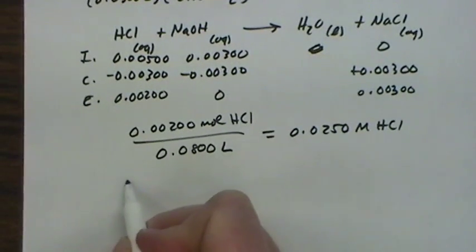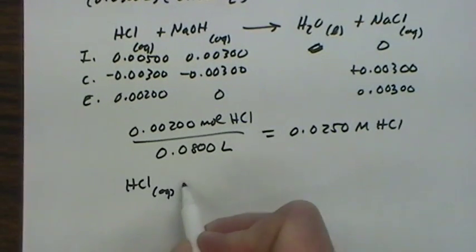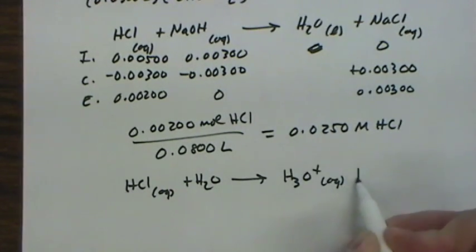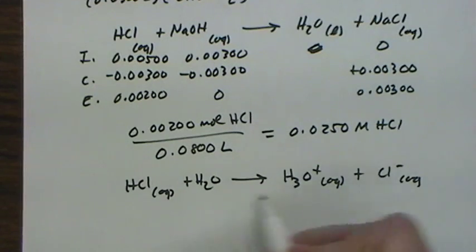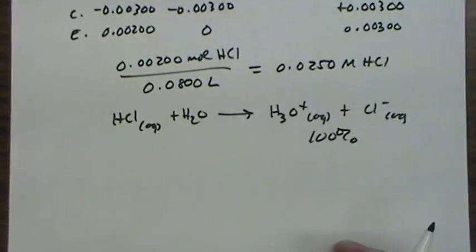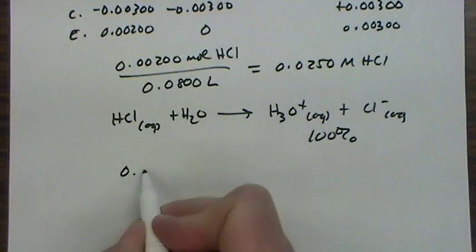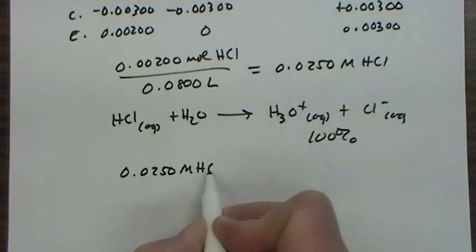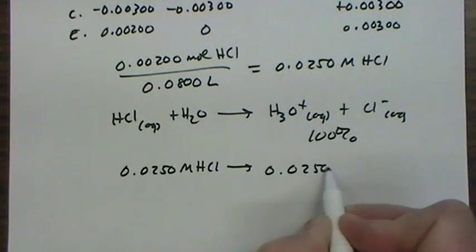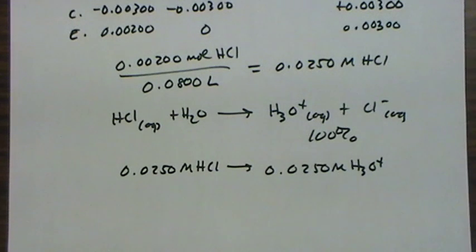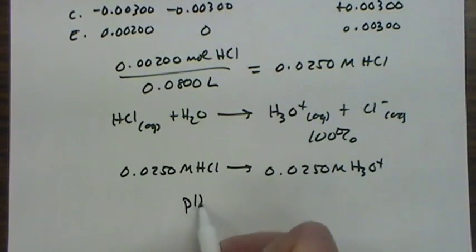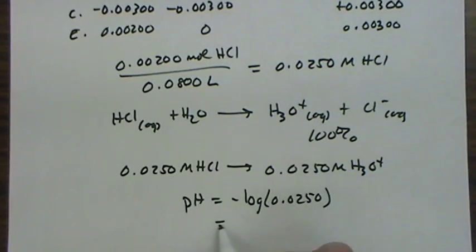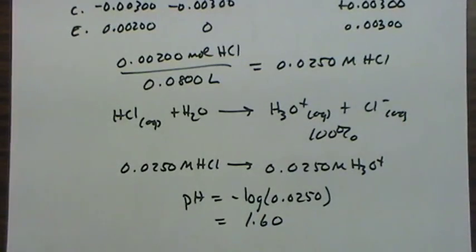Now that acid, HCl in water, produces H3O+ and Cl-, and it's 100% dissociation. So I'm not going to put an ICE table here. You could, but 0.025 molar HCl produces 0.025 molar H3O+. So the pH is going to be the negative log of the concentration of H3O+, and so we get a pH of 1.60.